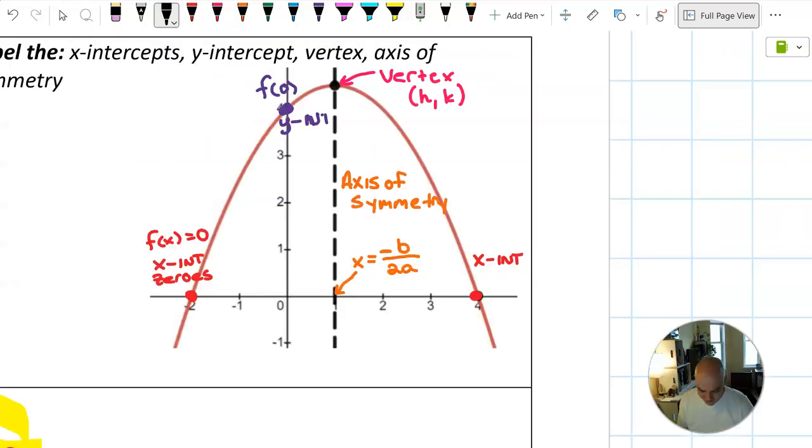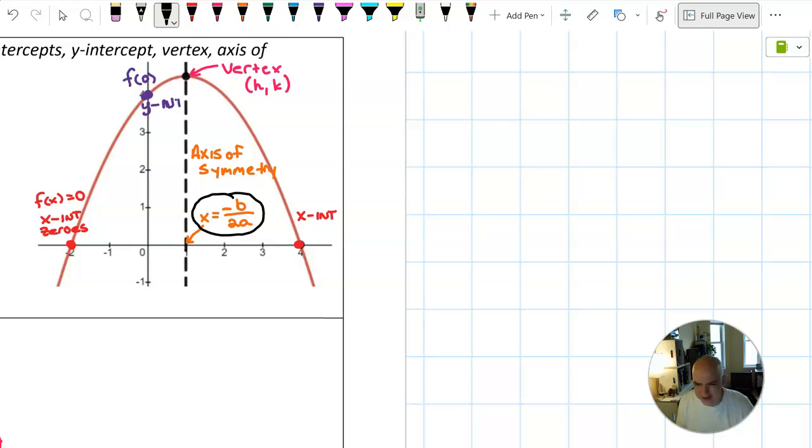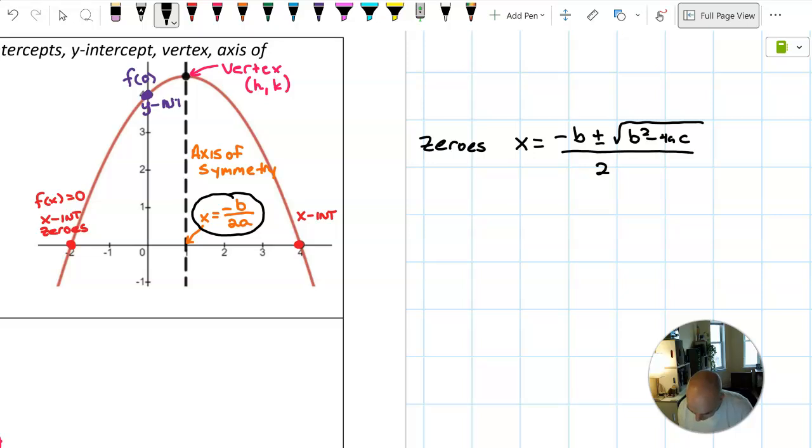You might be wondering, why does the vertex and axis of symmetry occur at x equals negative b over 2a? Why does that happen? Well, it all comes back to the quadratic formula, and you can write this down. You don't have to know exactly why it is. You just have to know that it is this. But if you were curious, remember that the quadratic formula tells you that the zeros of any quadratic, that is the x-intercepts here in red, happen at x equals negative b plus or minus the square root of b squared minus 4ac, all over 2a.